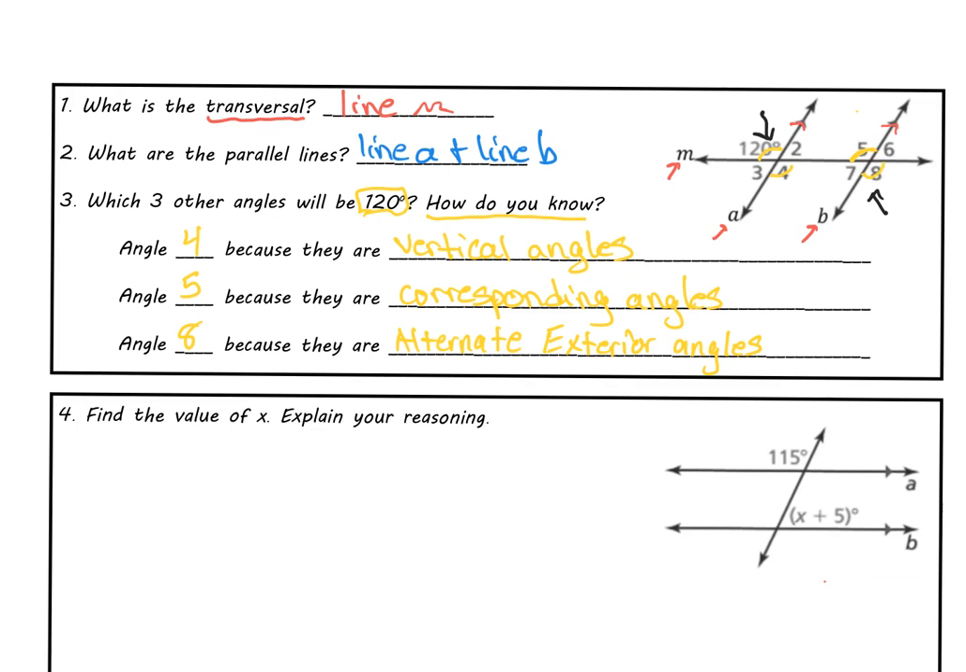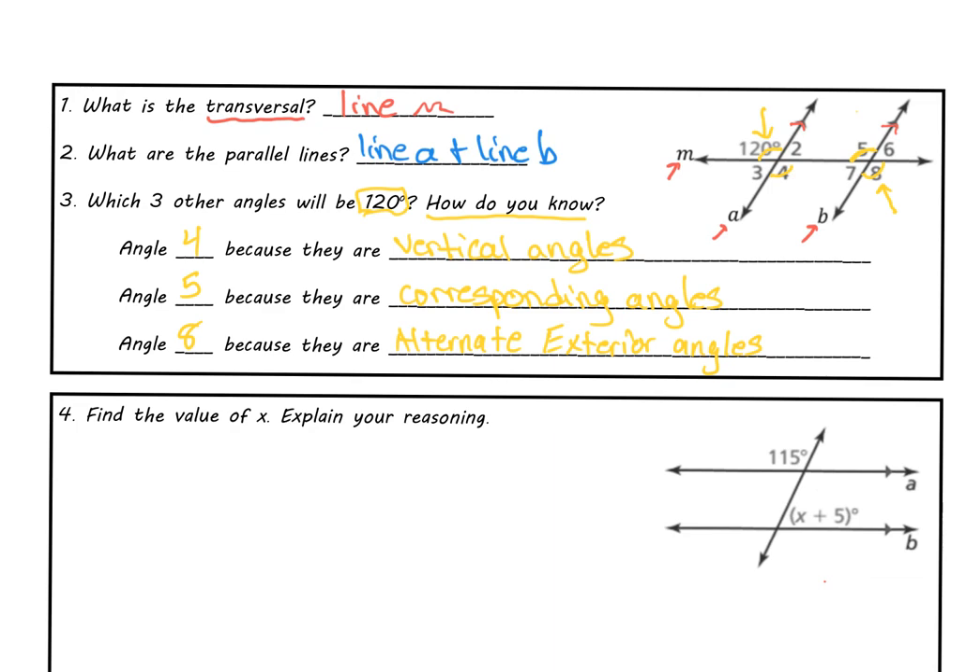What makes them alternates? Well, this first one here is on the top side of the transversal, right? It's on the top side of the transversal, and it's touching line A, the parallel line A, whereas angle 8 is on the bottom side of the transversal, and it's touching the other parallel line B. So that makes them alternate. They're alternate of each other.